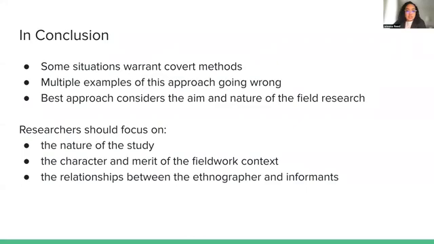So regardless of signed informed consent forms, field research can still be hard to understand for people who are unfamiliar with it. So labeling research as covert can cause people to dismiss it on the grounds of ethical responsibility. Instead, researchers should focus on the nature of the study, the character and merit of the fieldwork context, and the relationships between the ethnographer and informants to determine the appropriate amount of overtness or covertness in the field.